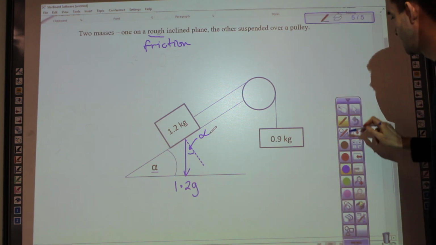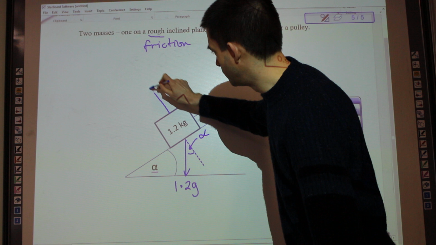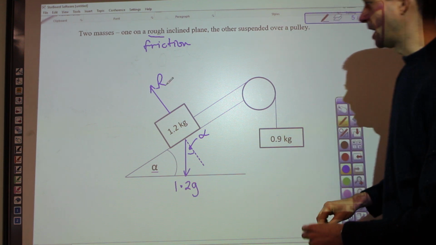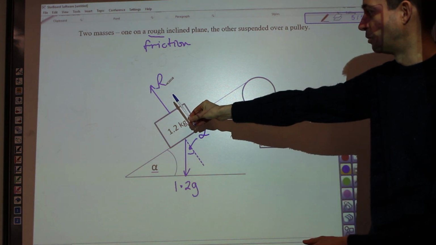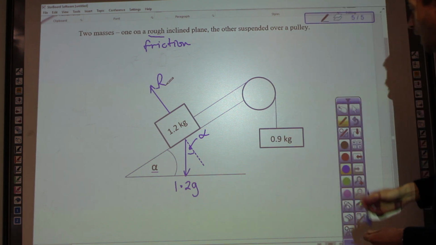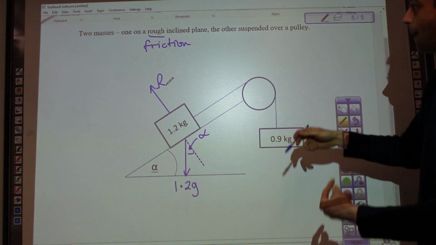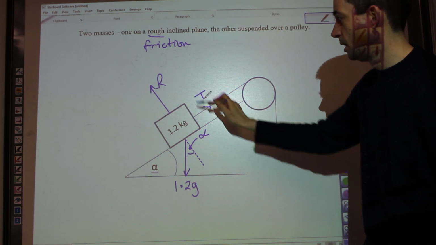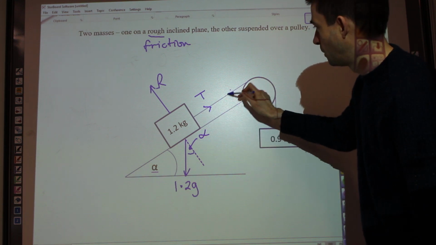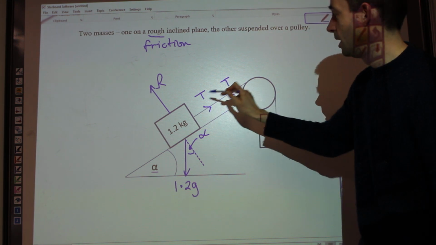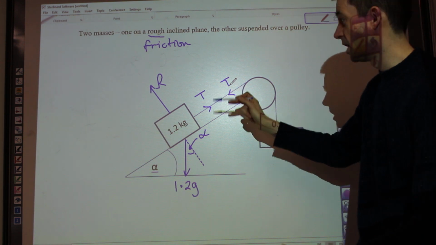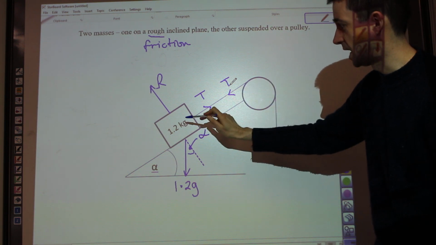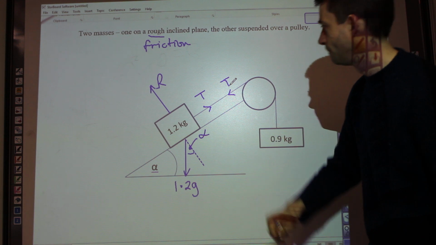Right, other things that are happening, we're going to have a reaction force on this block, which we'll label R, and that is acting perpendicular to the slope, so at right angles to the slope. We have a number of forces acting in the string itself. We have a tension force here that's acting on this mass of 1.2 kilograms, and we have a tension force here that is of equal magnitude. It's the same size, the same number, but this tension here is acting on the pulley, whereas this tension here is acting on the block.